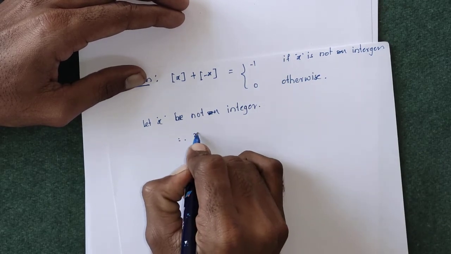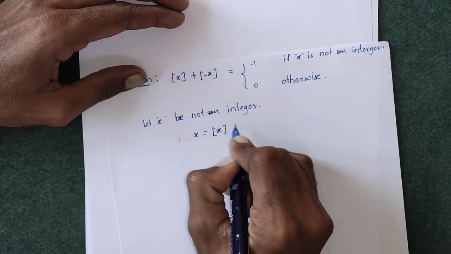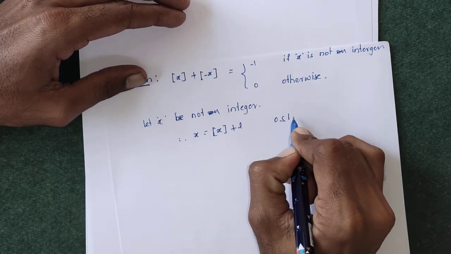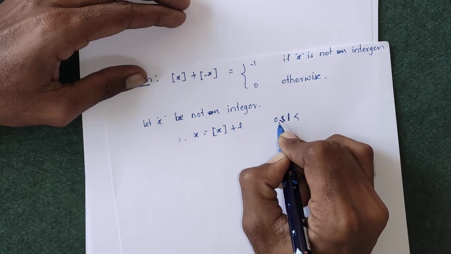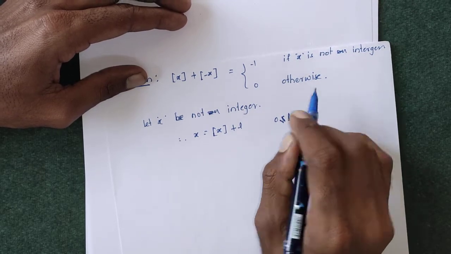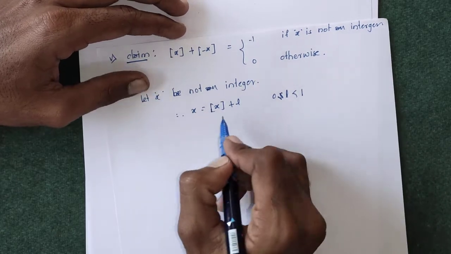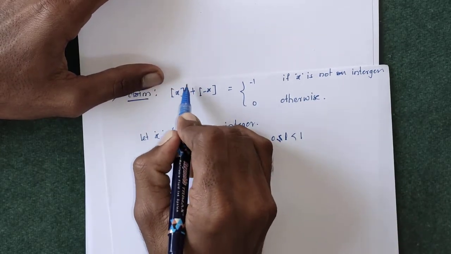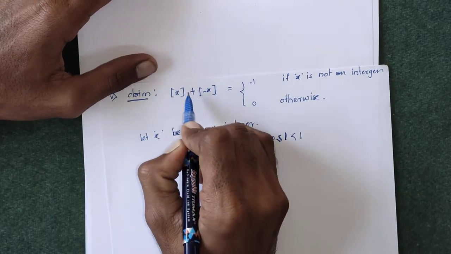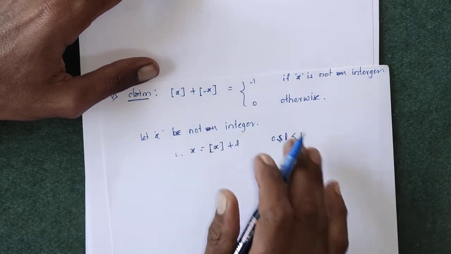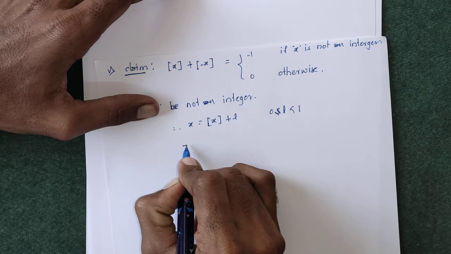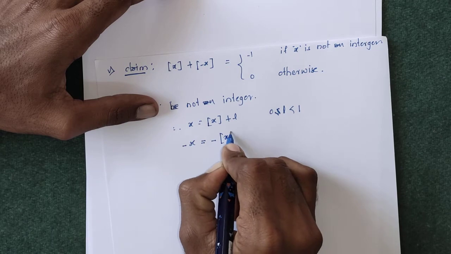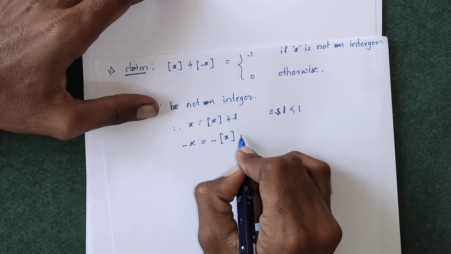therefore x must be of the form greatest integer function of x plus L, where L is less than 1 and greater than or equal to 0, that is, 0 is less than or equal to L, and L is less than 1. So if we multiply both sides by minus 1, we are going to find the summation of the greatest integer function of x and the greatest integer function of minus x. So we have x in this form, now we are going to find minus x. Minus x is equal to minus the greatest integer function or integral part of x, plus minus L.